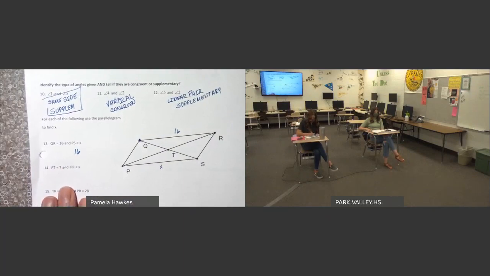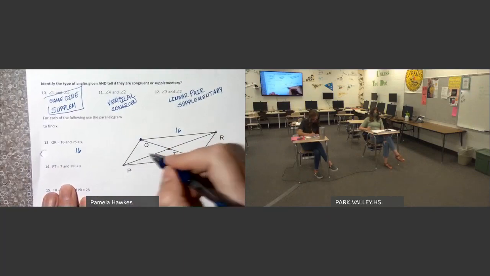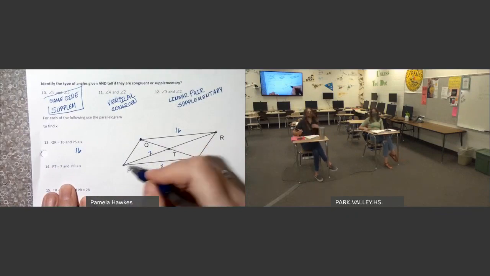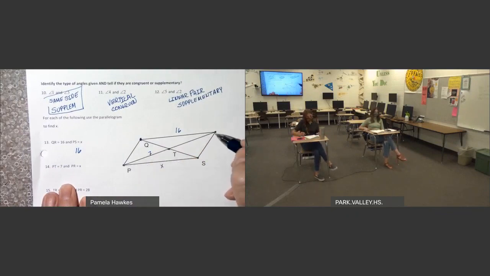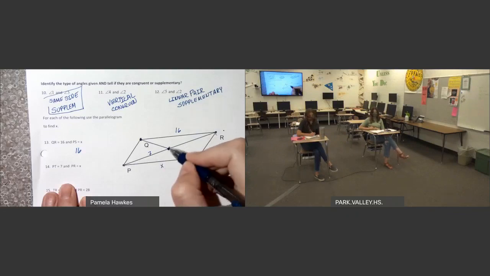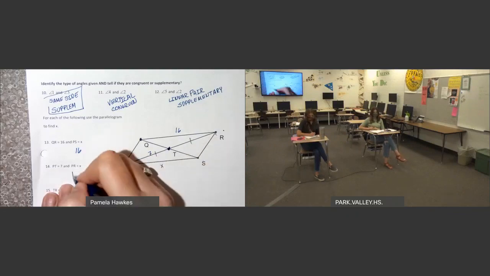Okay, look at this one. P to T is 7. P to T is 7. How big is it from P to R? Whoa. How'd you get that so fast back there? Somebody said it back there. Yeah, it's in the middle, remember? This bisects, so this and this are the same, so it's 14.